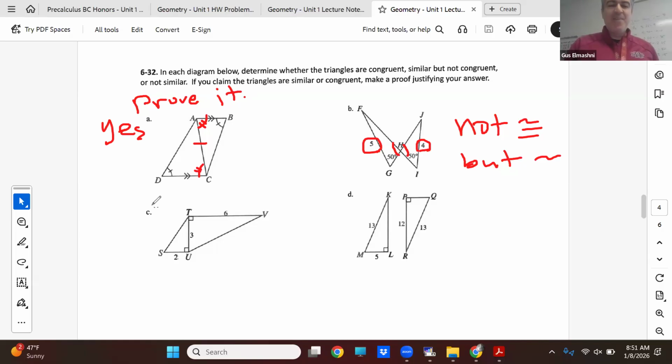For part C, that's no. It's not similar either.